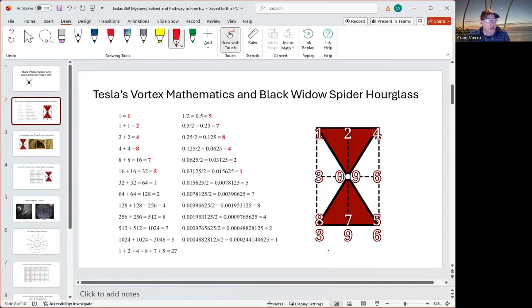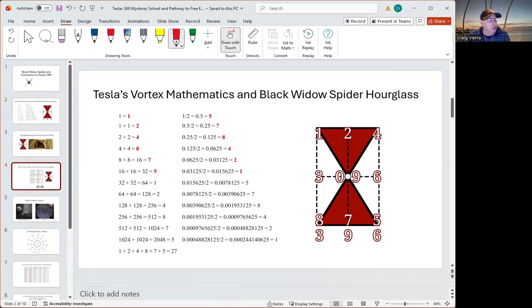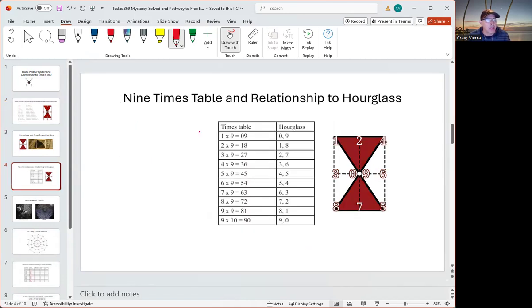There's also geometry associated with this numerical system, which I'm going to get into, some geometric structures and how the energy flows. So interesting, last time I showed you the 9 times table, and then I showed you how we could put the numbers, like 1 times 9 is a 0 and a 9, back onto different places of the hourglass.